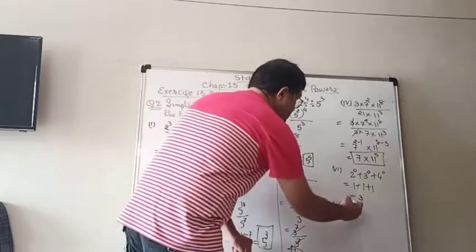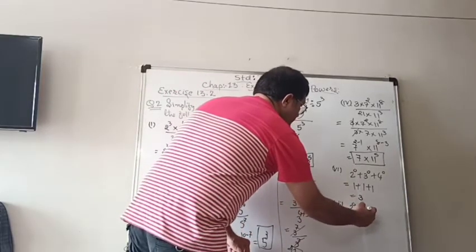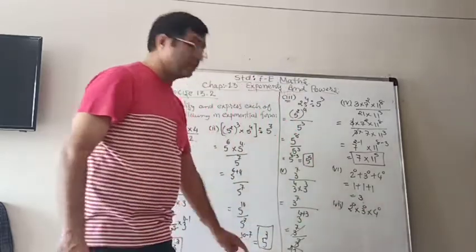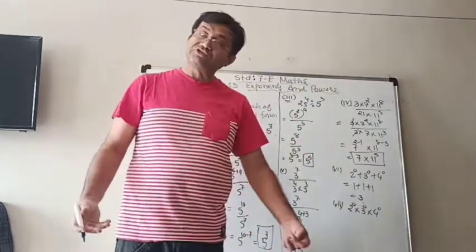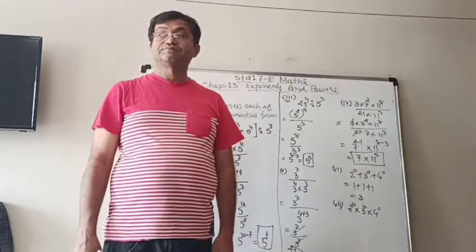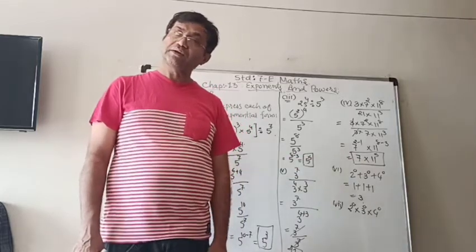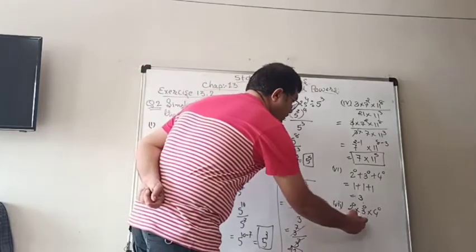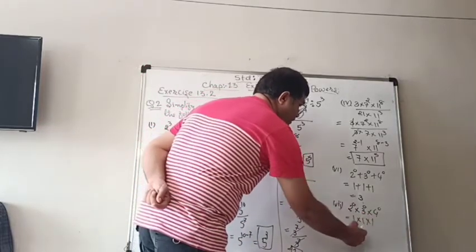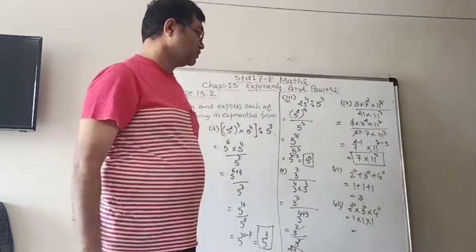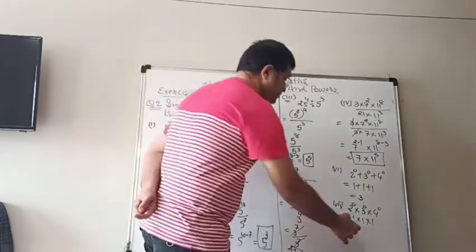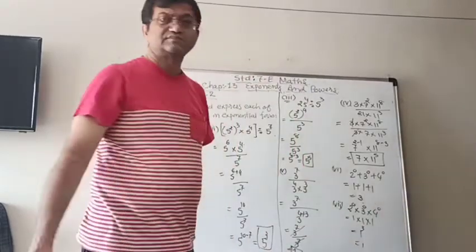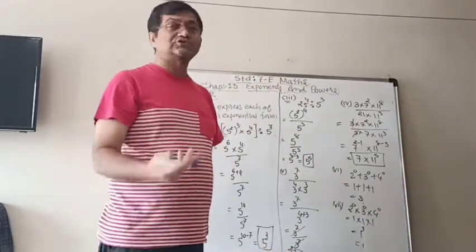The 7th one says 2 raised to 0 multiplied by 3 raised to 0 multiplied by 4 raised to 0. Here also the answer is the same, 3? Obviously not, because here it is 1 multiplied by 1 multiplied by 1. So that is 1 cubed, or you can write just 1, because 1 cubed is also 1.